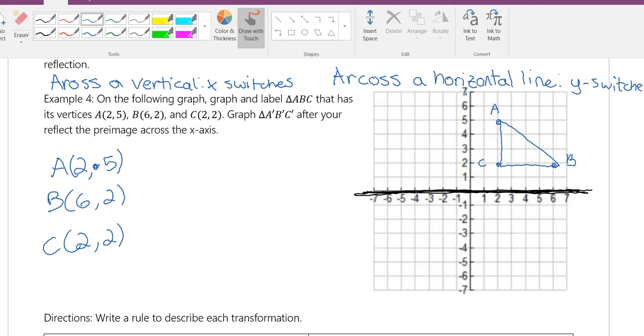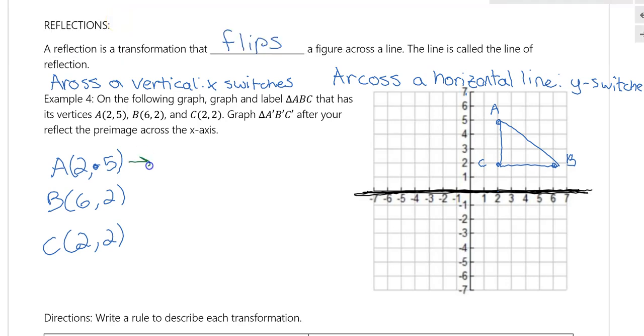So to reflect it, this is your horizontal, so our y is going to switch. So x stays the same, y switches. It's going to become -5. The other way to do it is how far is your point from the line of reflection. If I go straight to that line of reflection, I just went 5, so I'm going to go 5 in this direction. That's the way to do it graphically.